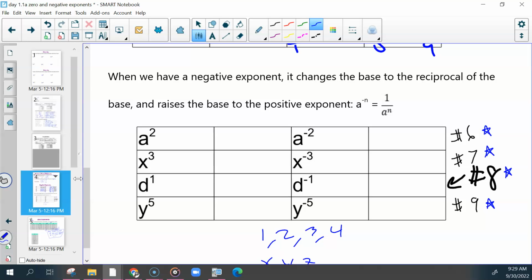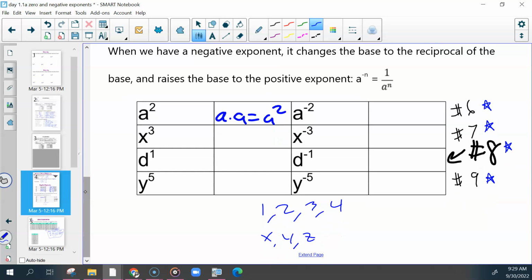So here, if I were to write out a squared, that would be a times a. But I don't know what a is, so I'm just going to combine it back. And I could do that same thing for all of these. This would be x times x times x. This would be just d. This would be y times y times y times y times y. So you can write that if you want, you don't have to.